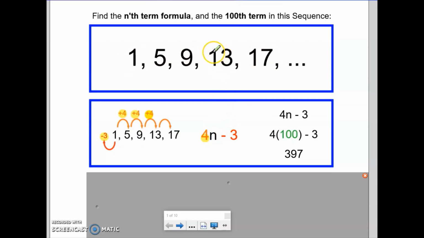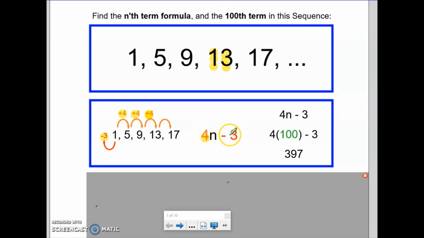Let's try it out. Number 13 in this sequence is the 4th term. This is the 4th number in the sequence. So if I substitute 4 as n into this bit of algebra, my result should be 13. Let's try it. 4 times n take away 3. If n is 4, 4 times 4 is 16. Take away 3 is in fact 13. So we know we have our nth term formula correct.